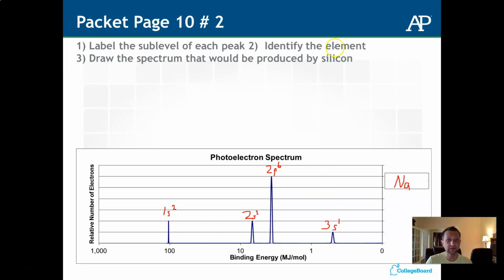All right, so we did number 1. Number 2, draw the spectrum for silicon. So sodium has 11 protons and obviously 11 electrons. Silicon has 14 protons and obviously 14 electrons.